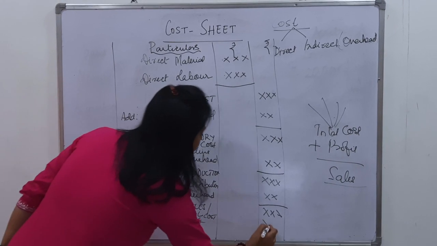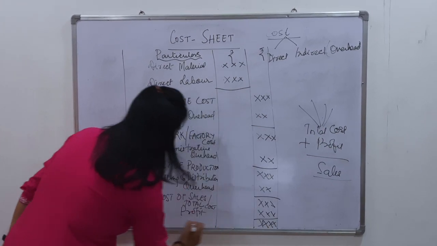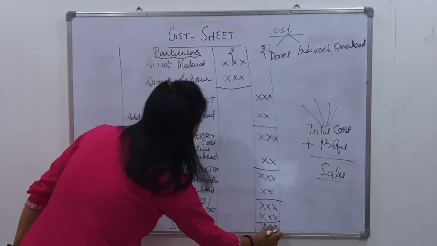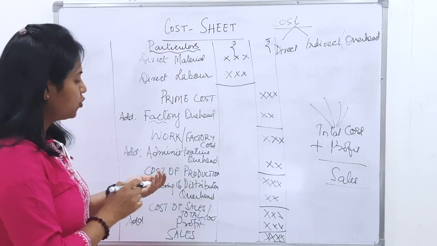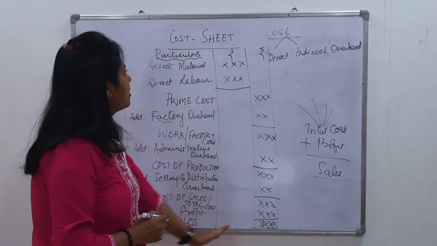So if I add profit with the cost, I get the sales value. So this is the sales. So cost sheet helps us not only to know what is the total cost but its breakup. So this is a cost sheet.